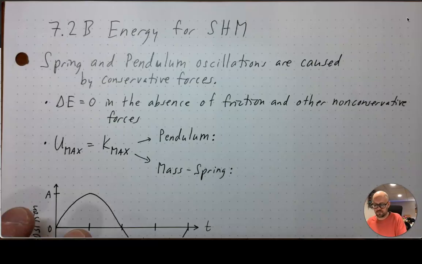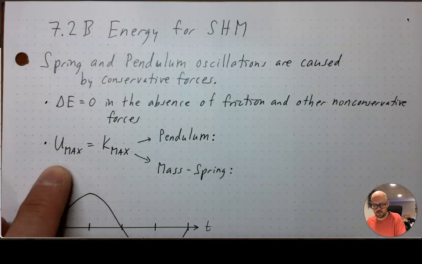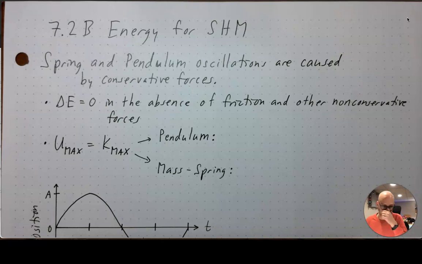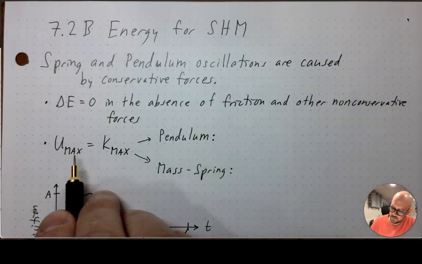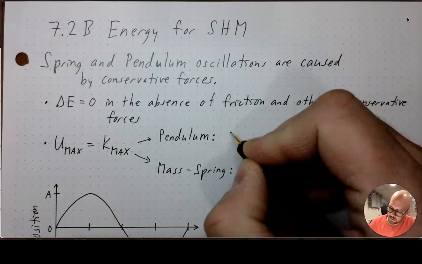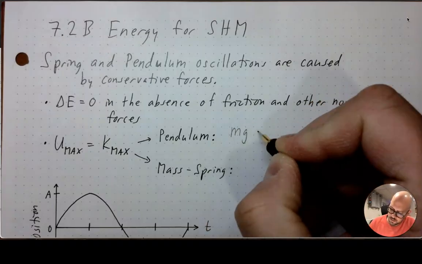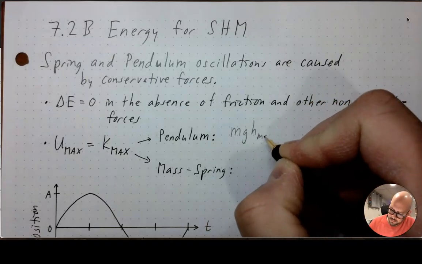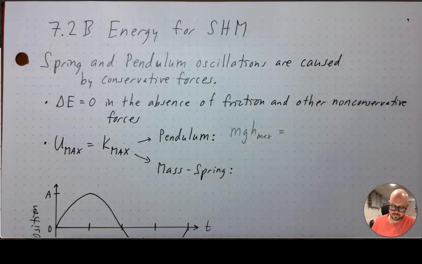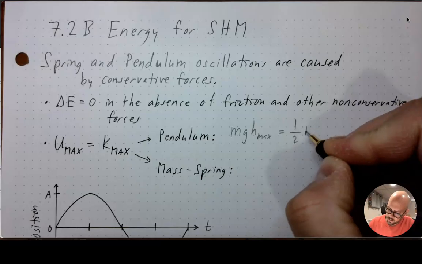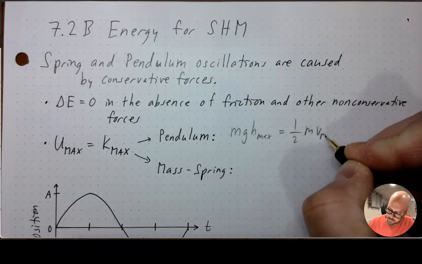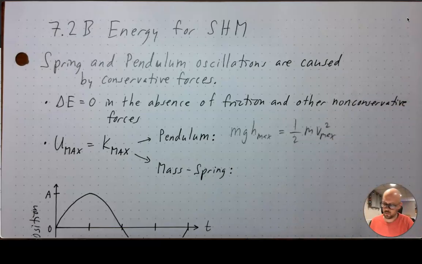So there are moments where there is one type of energy and not the other, and that oscillation happens between them. So if it's a pendulum, then it's an oscillation that changes in height. And so the maximum gravitational potential energy is going to be mg times the maximum height. And then the kinetic energy is going to be 1/2 m times the maximum velocity squared.